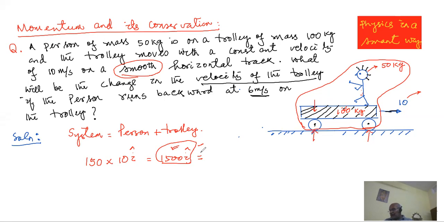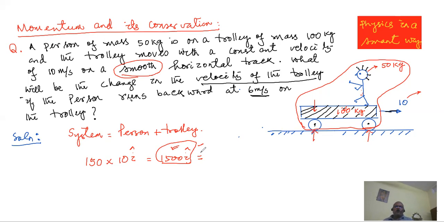But when he starts to walk towards left, he deliberately tries to spoil it by creating a negative momentum. So what will the trolley do? The speed of the trolley will be increased. Some additional positive momentum will be created, which will offset and counterbalance the negative momentum of the person and get the whole momentum back to the initial value, which was 1500 towards right.